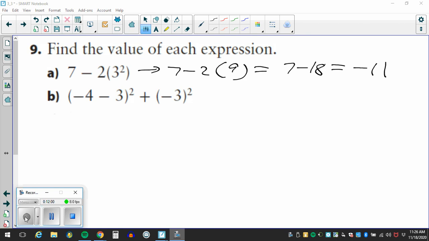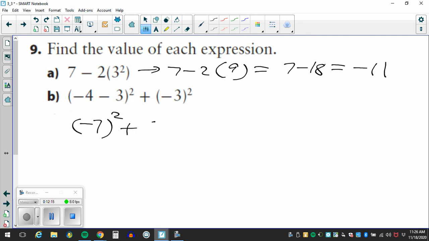So I have brackets and I have exponents. So I'm going to do my brackets first. Negative 4 take away 3. If I take away 3, I'm making it more negative. If it started at negative 4, it's now at negative 7. So negative 7 is the simplification of negative 4 take away 3.